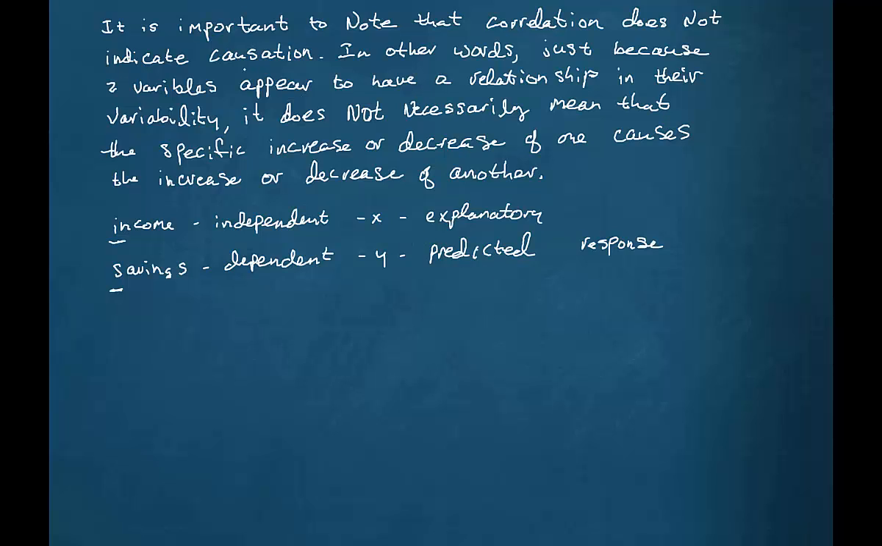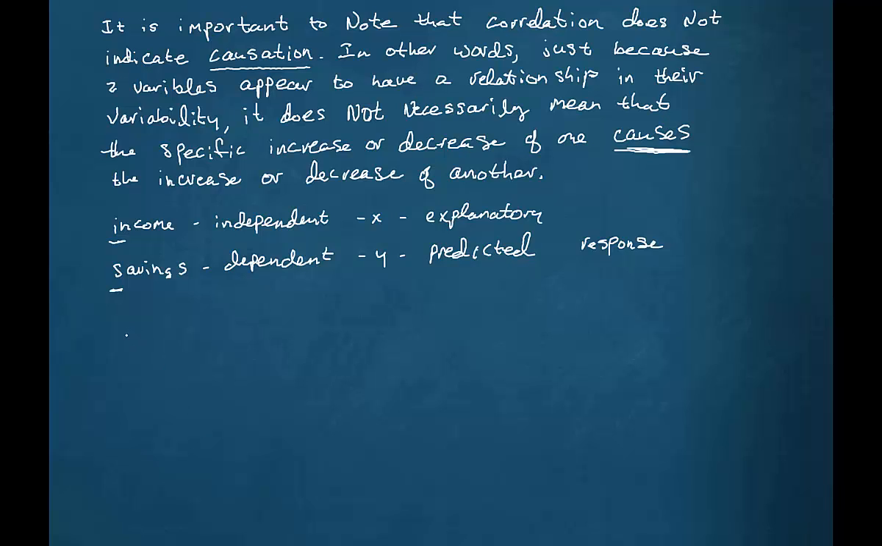But as we just stated, sometimes there may not be an actual causation. And as a matter of fact, causation is very difficult to prove. And as we said, it does not necessarily mean that the specific increase or decrease of one causes the increase or decrease of another. So let's look at another example.